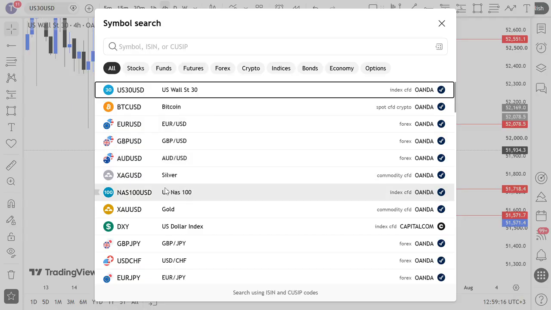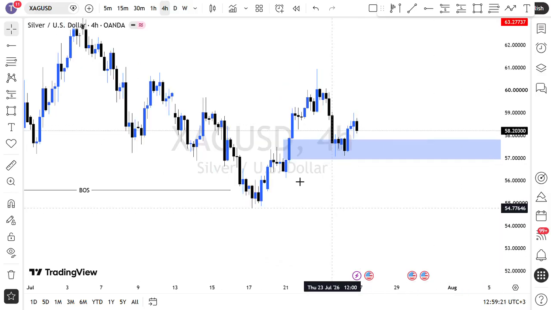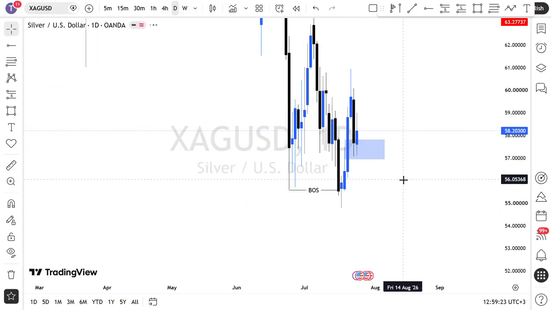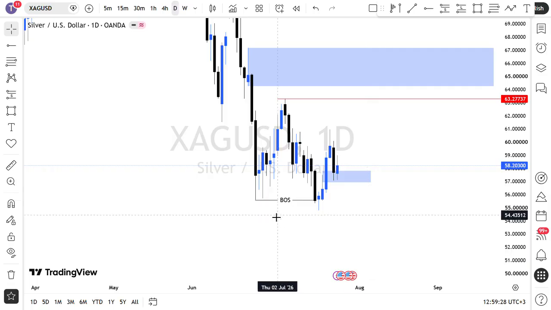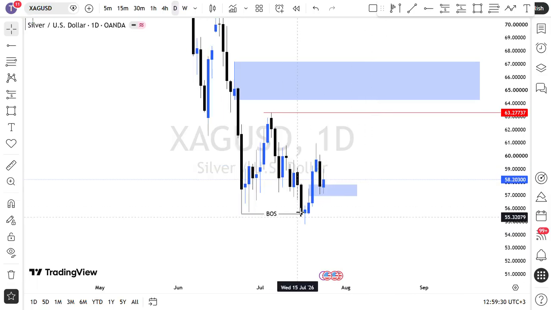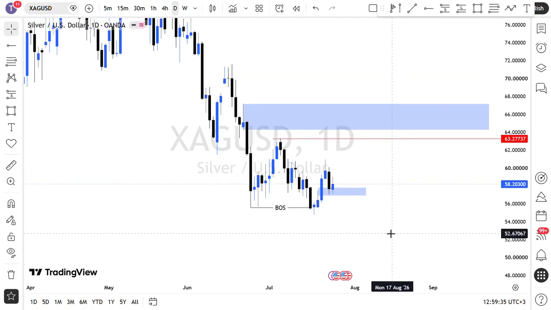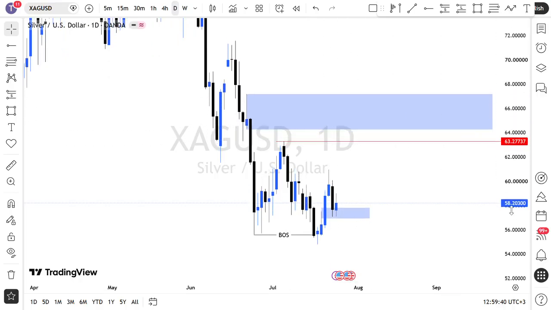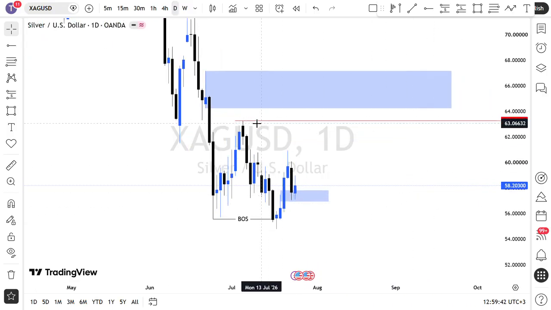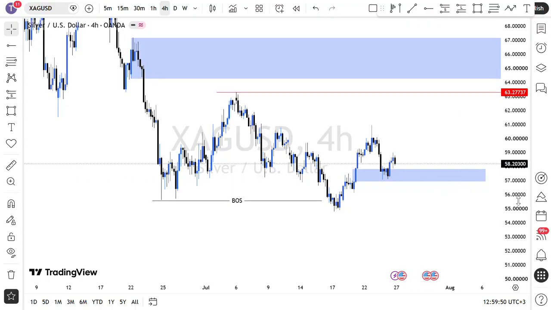So I have another pair. I have silver as my next pair. From our last analysis, we had a very good analysis on silver. And I told you guys, once price broke this structure to the downside, we expect a pullback as always. And if price wants to have a deep retracement, we have this daily order block that is unmitigated, and price might look to take this high as a liquidity. But if price will be reacting to the downside, we will also react with how the price reacts.